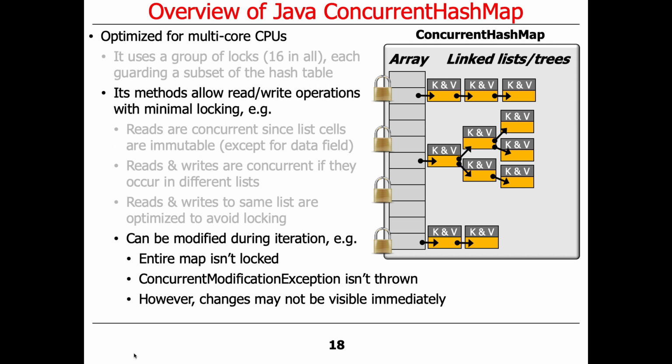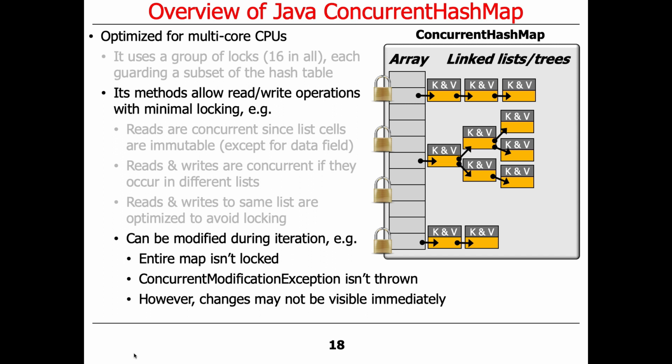Also, you can make changes to this and you won't get the dreaded concurrent modification exception. If you try to modify a normal hash map, like a synchronized map or a regular map, concurrently, you'll get the concurrent modification exception thrown.